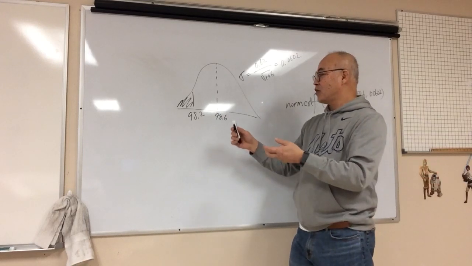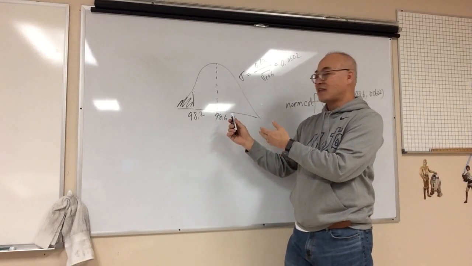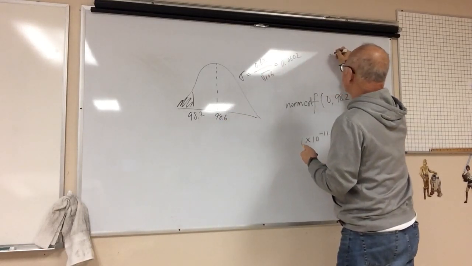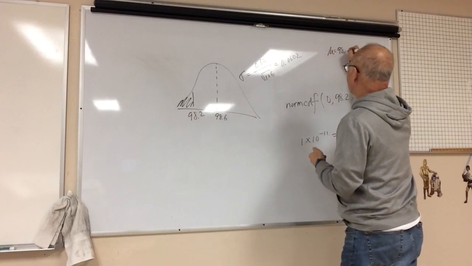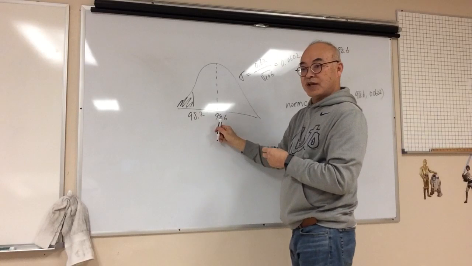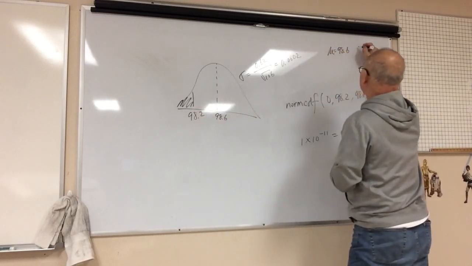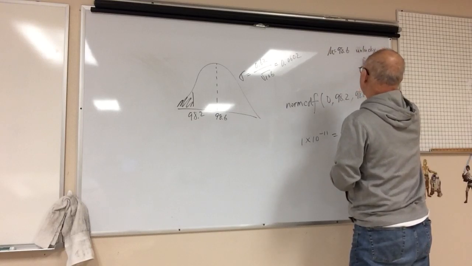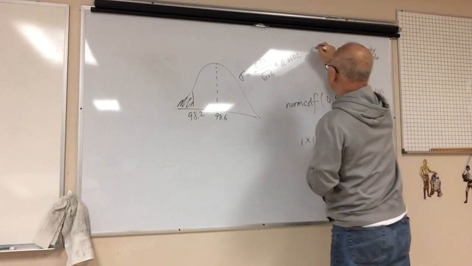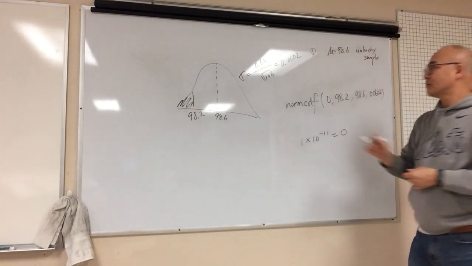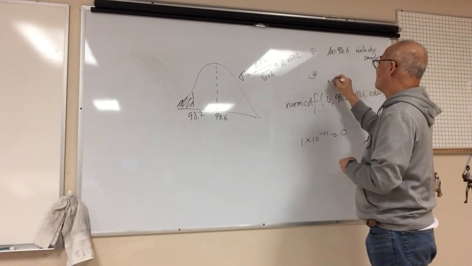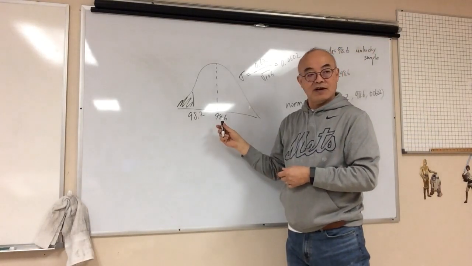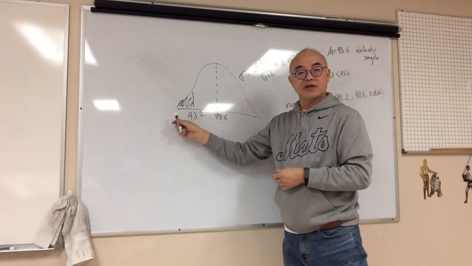So we assumed that this is true. Assuming that this is 98.6, we got an unlucky draw, or a bad draw, or an unlucky sample. This is option number 1. Option number 2 is mu is actually less than 98.6, and that's why it's down here. That's why it's so low.